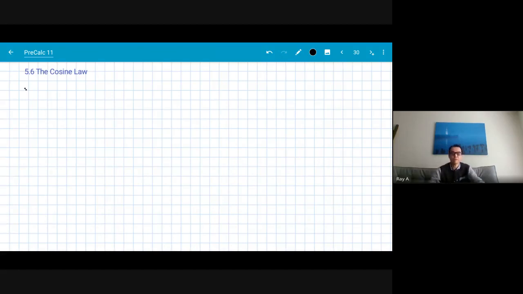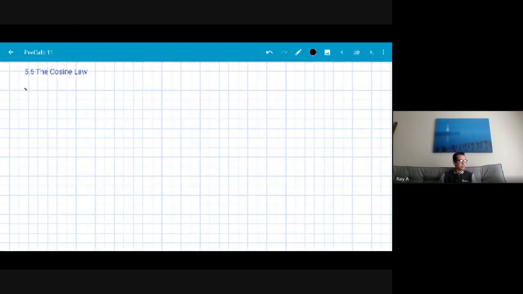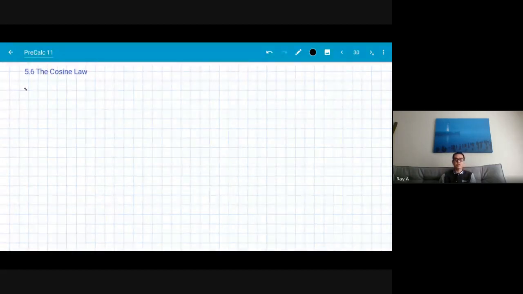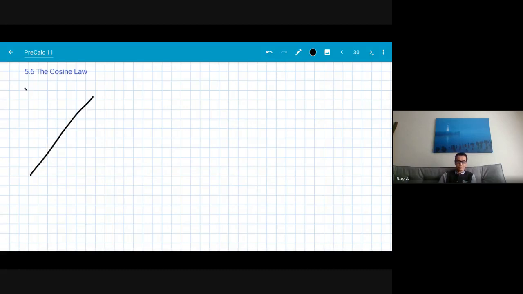Hi guys, so this is 5.6, the cosine law. All right. So I will go through the get started part and I will leave the construct understanding for you to go over. Okay. In the get started part, it says there's a triangle ABC like this.